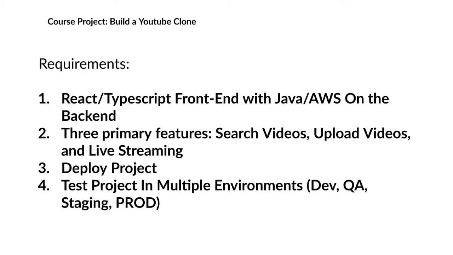There are three primary features we will build for this application: a search feature, a upload feature, and a live streaming feature. Number three, you must deploy your project. We want to see an actual URL to your project in addition to it being available in your local environment. And number four, your application must be tested.